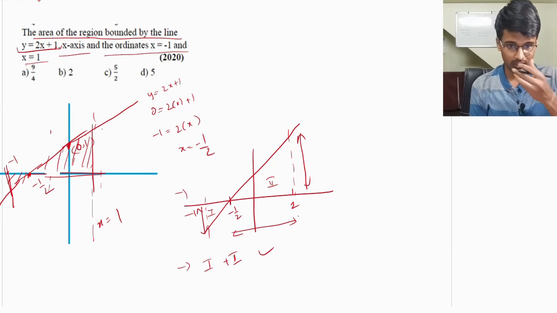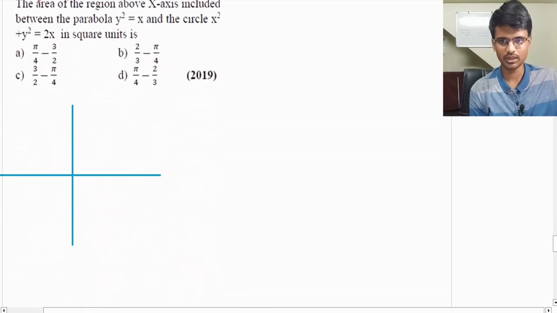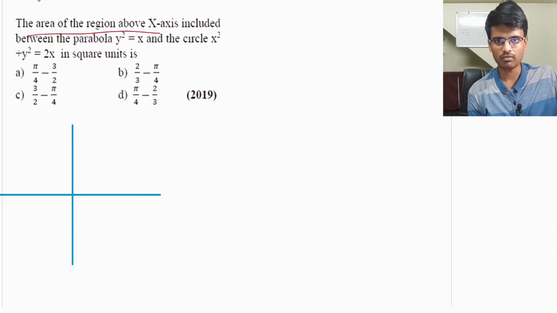Okay, so even this question I want you guys to try and solve. It will be a good practice for you guys, and please let me know in the comments what you got. Okay, it is similar to the previous question. Okay, this is a slightly challenging problem. The area of the region above x-axis included between the parabola y square equal to x and the circle x square plus y square equal to 2x in square units is.